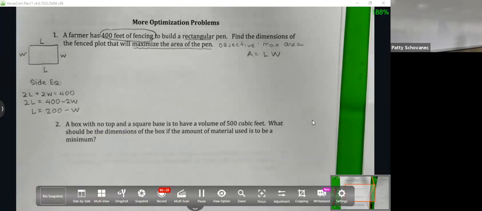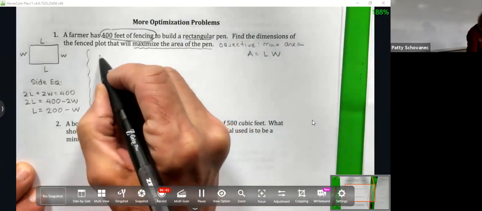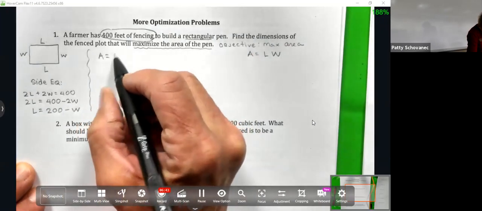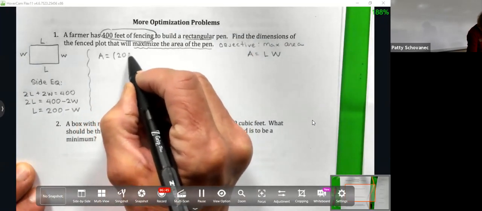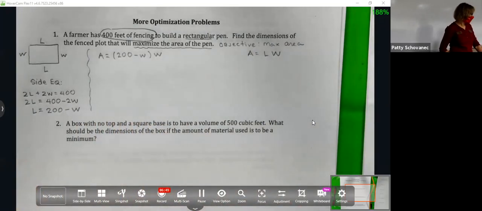So up in our objective function, where I have the L, I'm going to put in the 200 minus W. And then I'll have my objective function strictly in terms of W. So I'll put it over here. A is equal to L times W. That's the thing we're going to take the derivative of. Let me go ahead and multiply it out.